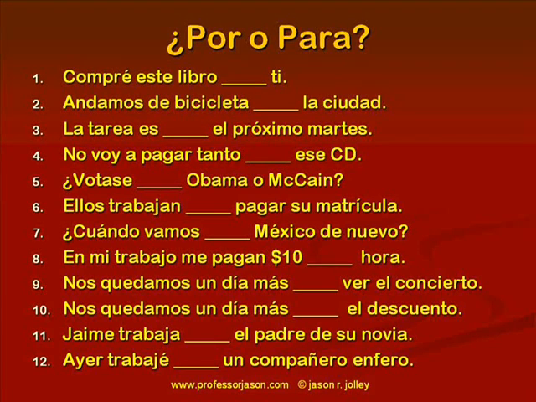Number 11. Jaime works for his fiancé's father. In other words, his fiancé's father employs him. Doesn't sound like a very good arrangement to me. Number 12, similar but not the same. Yesterday, I worked for a sick colleague. I worked for in place of, substituting a sick colleague. Alright? Ready to start up the video and see how you did?